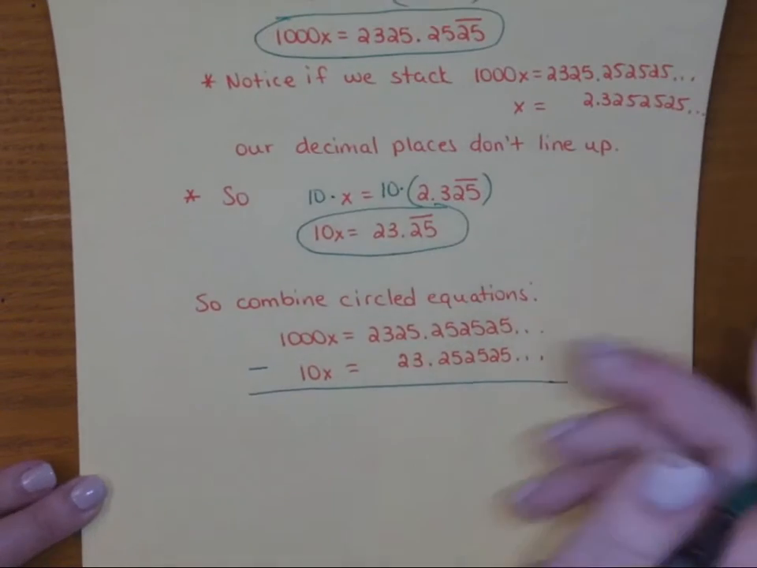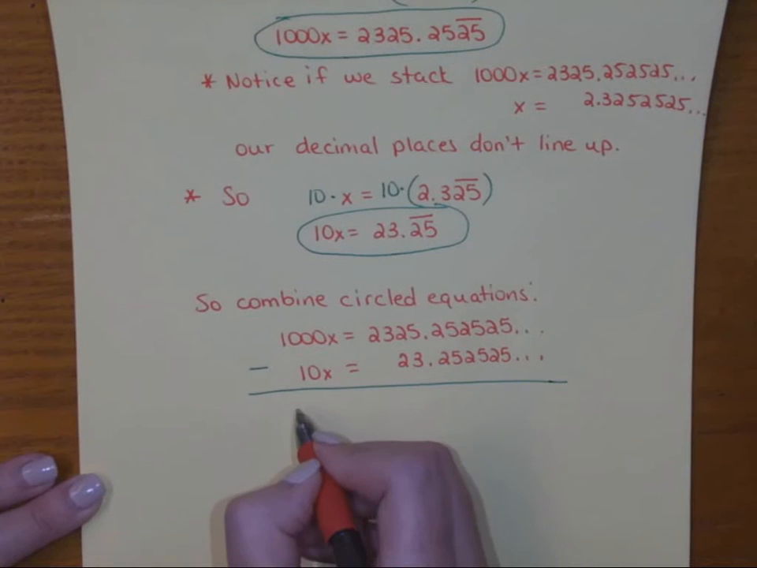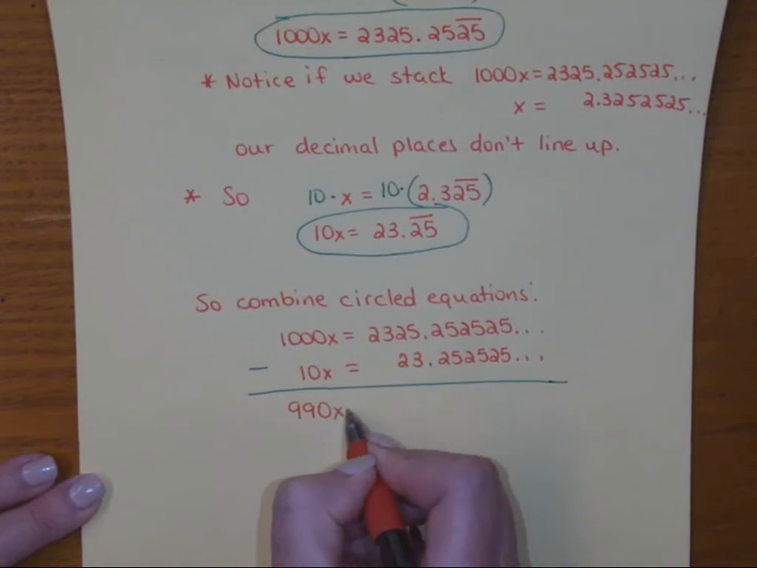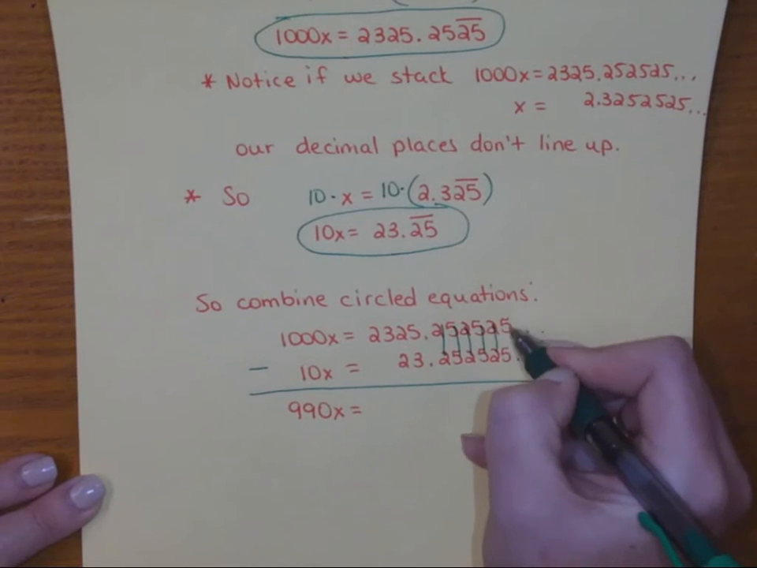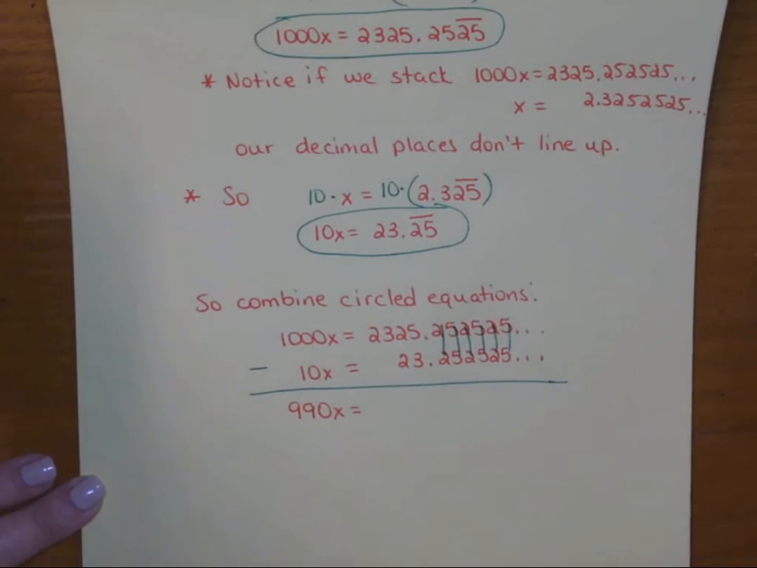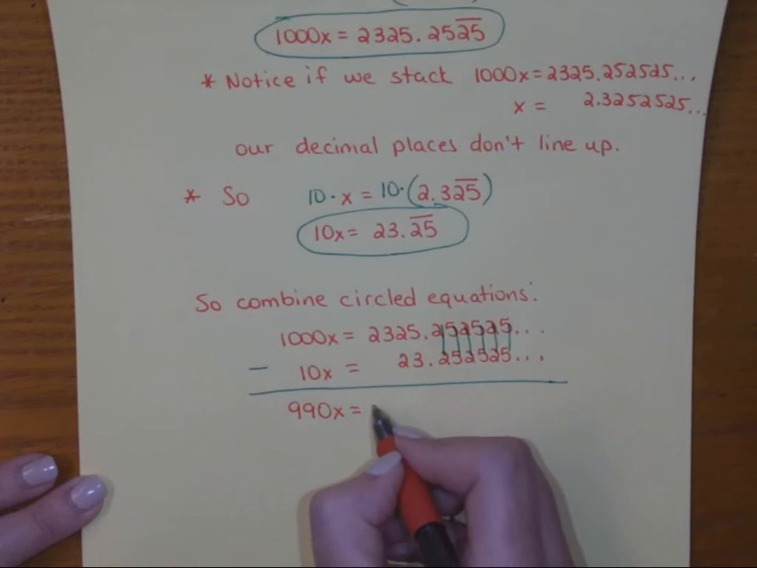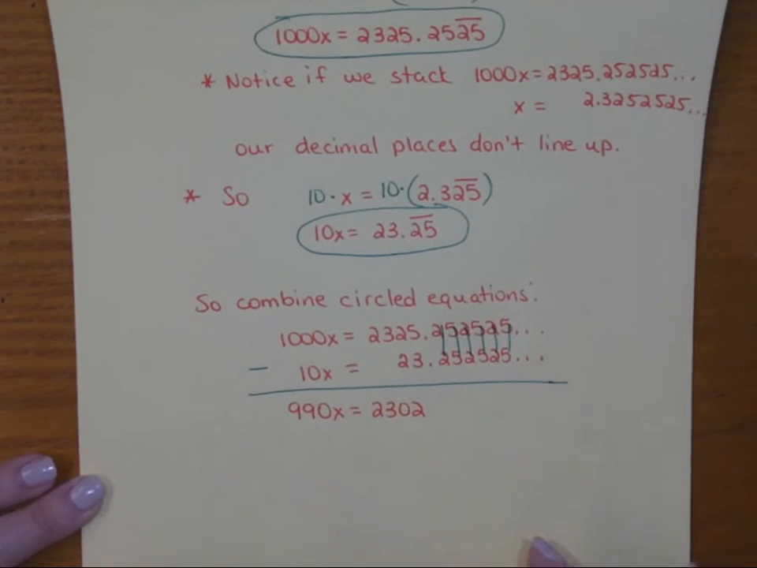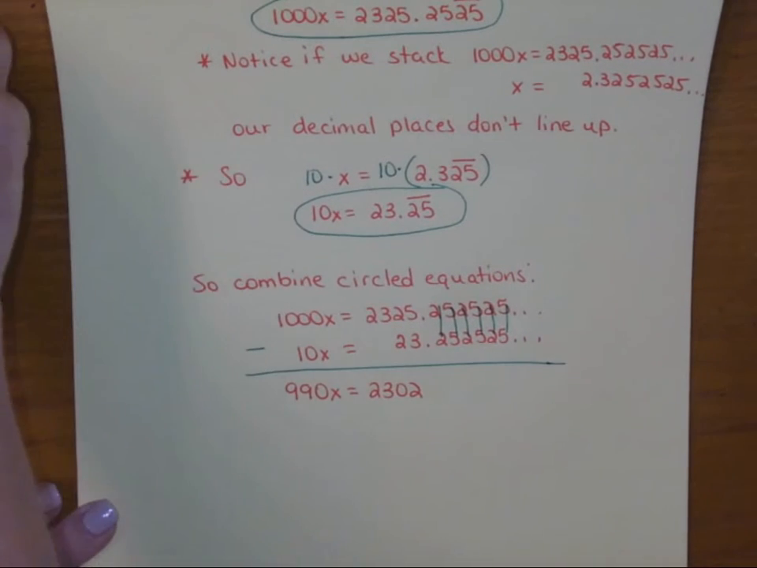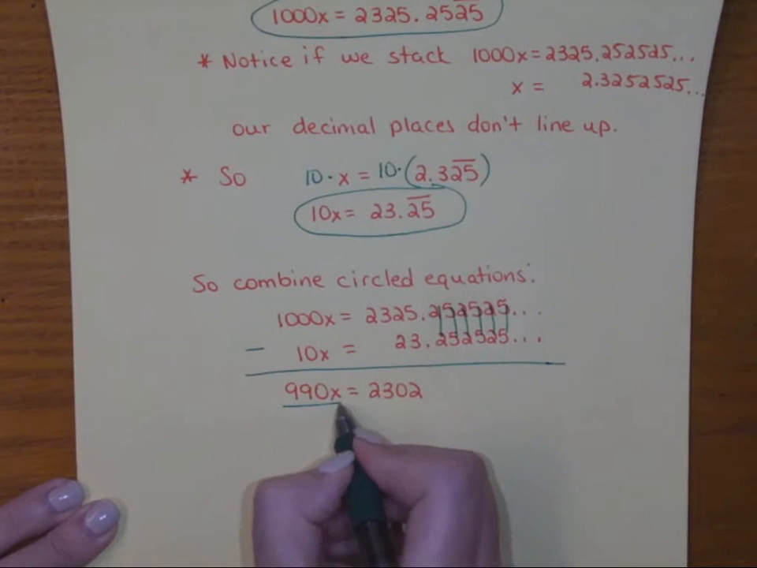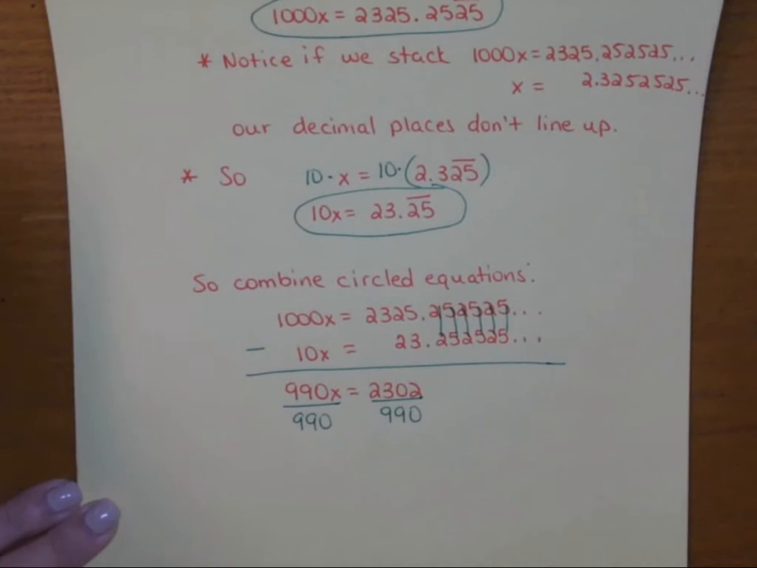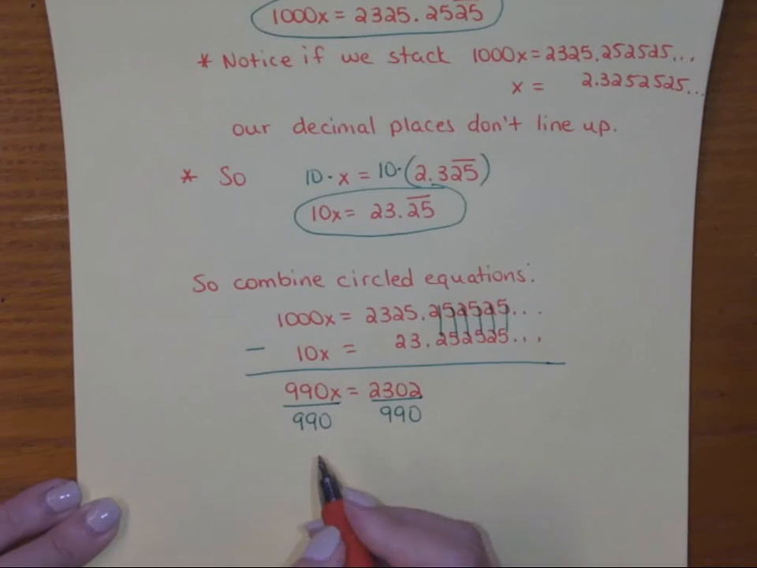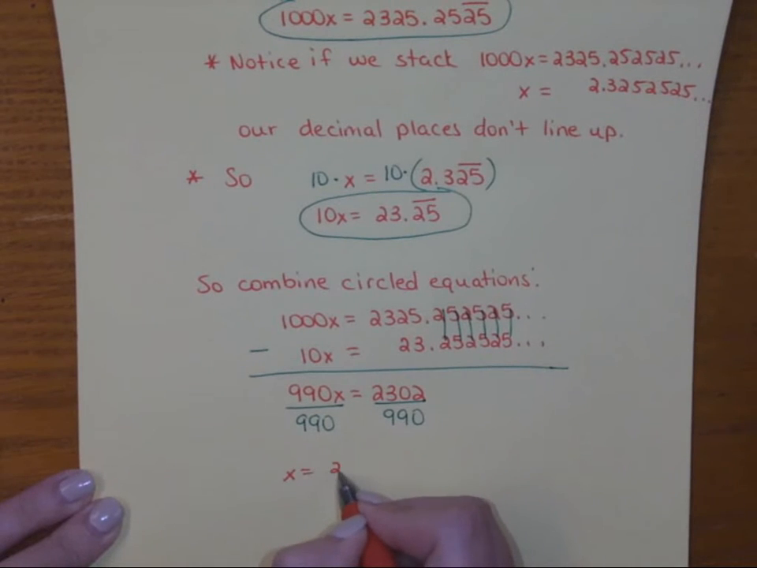So now if we subtract those, and be careful, 1,000 minus 10 is 990. What happens to all the decimals just like we want? They're all going to cancel, right? And then 2325 take away 23 is 2302. And then last but not least, we'll divide by 990, and then we'll see, do we need to simplify or not? So we get x equals 2302 divided by 990.